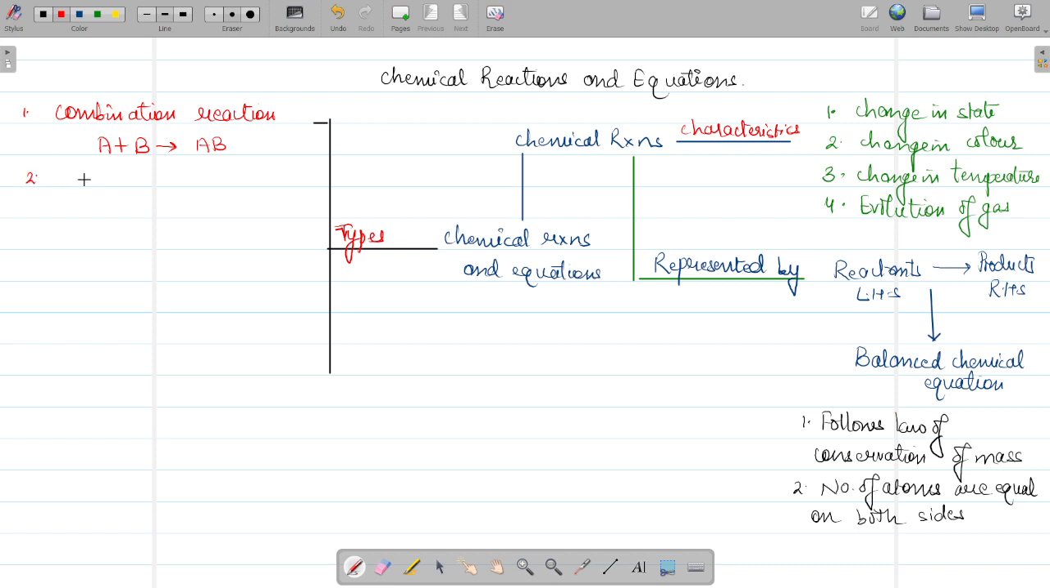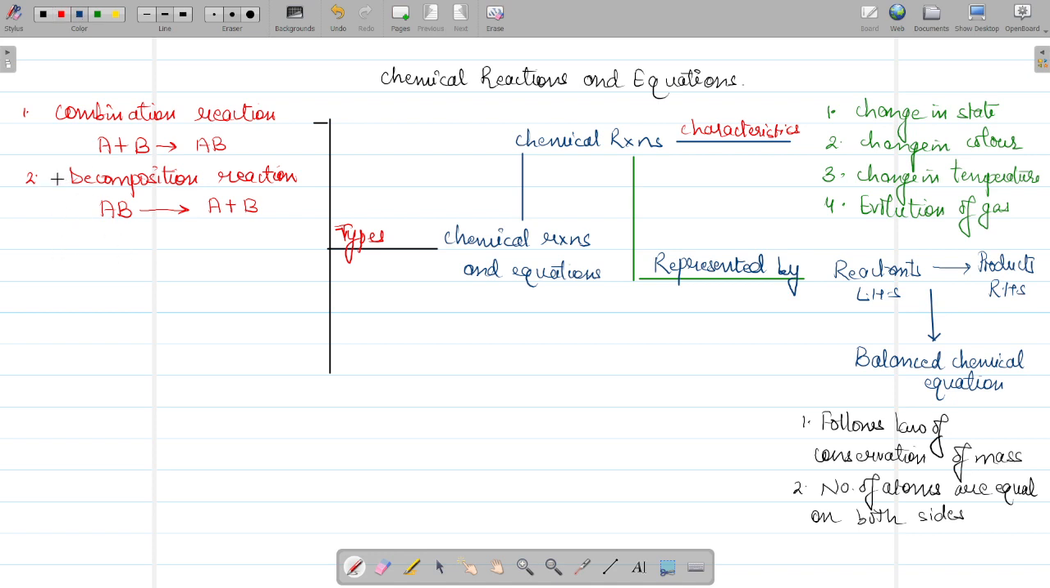The second type of the chemical reaction is the decomposition reaction. Now this decomposition reaction is just the opposite of the combination reaction. How is it opposite? Because over here we take a single reactant and it gets decomposed into two or more forms. That's why it is called the opposite of the combination reaction.